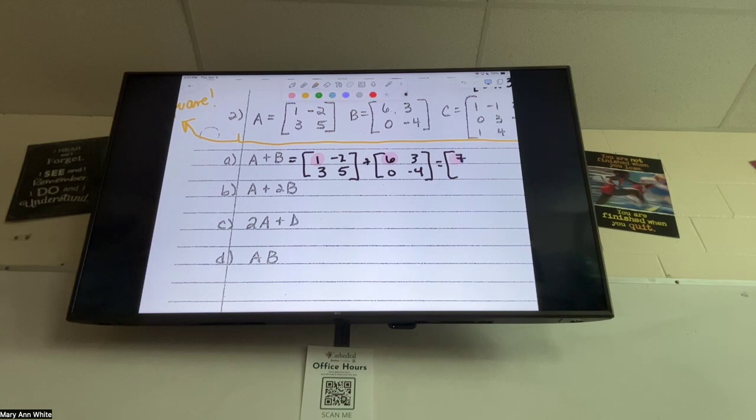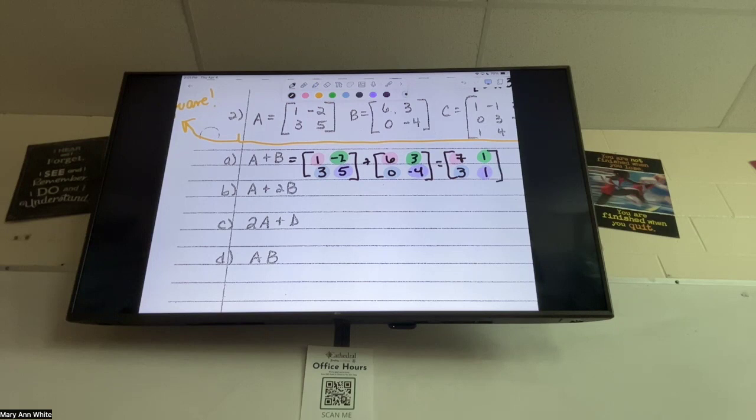I generally go across the top and then I loop down to the next row. As long as you are consistent, I don't really care what order you go in. So I'm gonna go top right now. -2 plus 3 is gonna be 1. I'm gonna go bottom left now. 3 plus 0 is 3. And then I'm gonna go bottom right and do 5 plus -4 is 1.